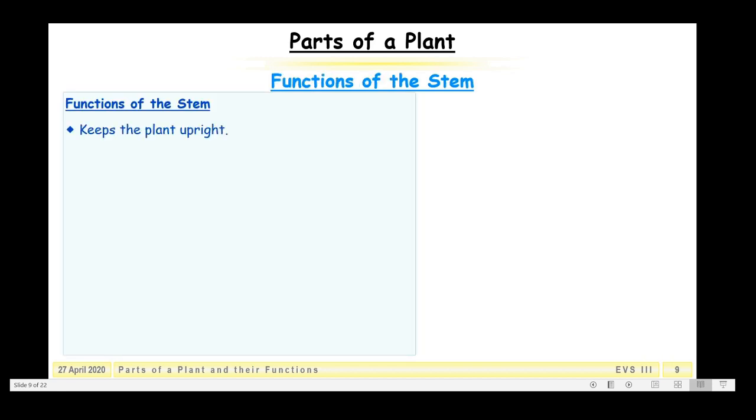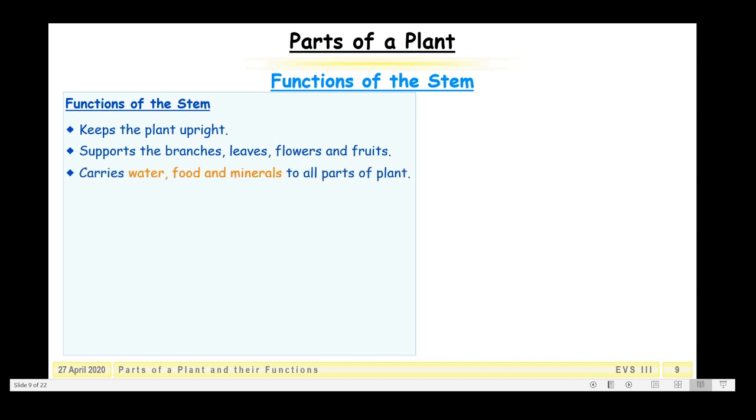So let us see what are the functions. It keeps the plant upright, yes. It supports the branches, leaves, flowers, and fruits. It carries water, food, and minerals to all parts of the plant. So roots absorb water and minerals from the soil, and then these are sent to the stem, and then the stem distributes it to all the parts of the plant.